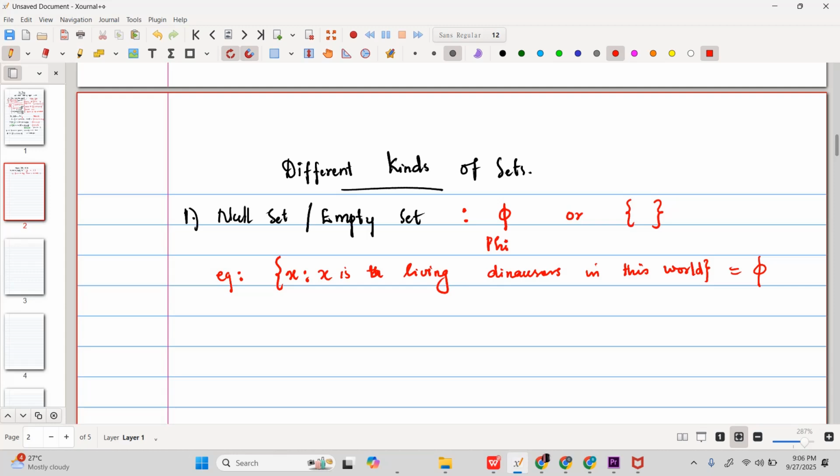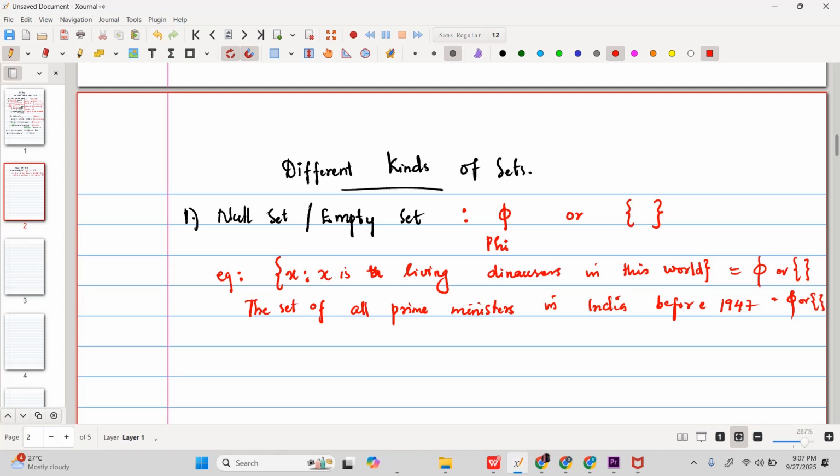And the collection of all, the set of all prime ministers in India before 1947. Are there any prime ministers before 1947? No, right? So this is also a null set or an empty set. Both are the same, okay?